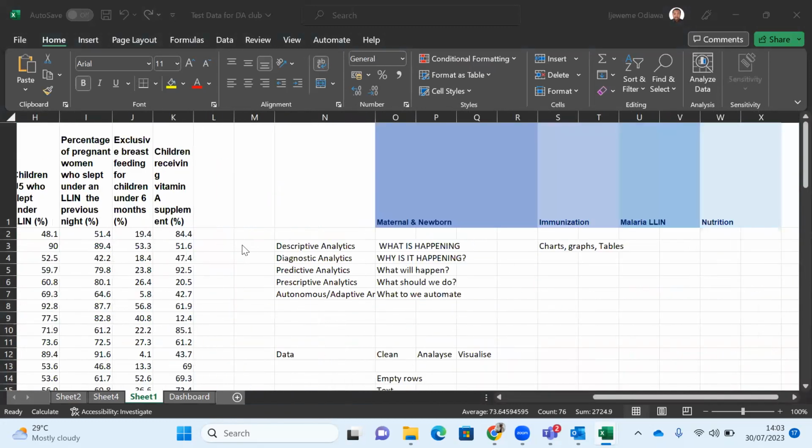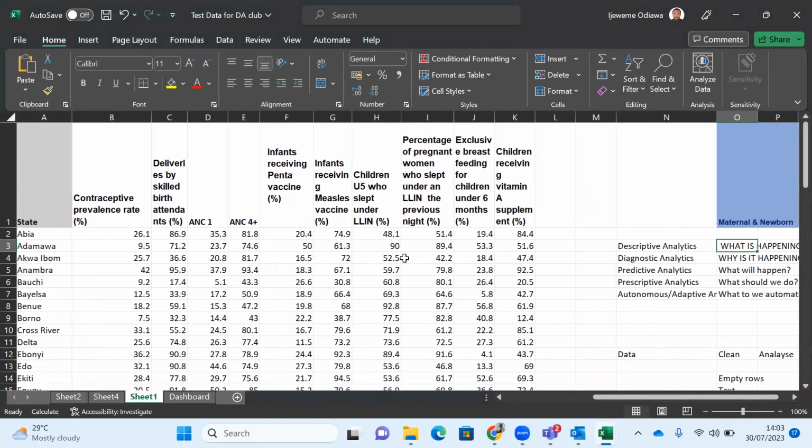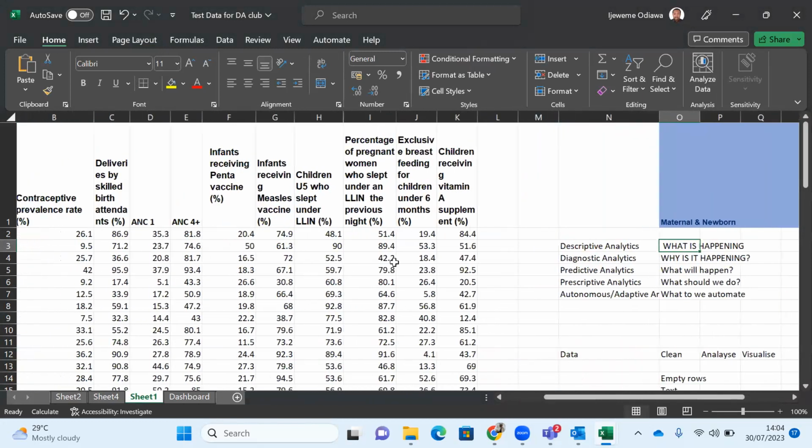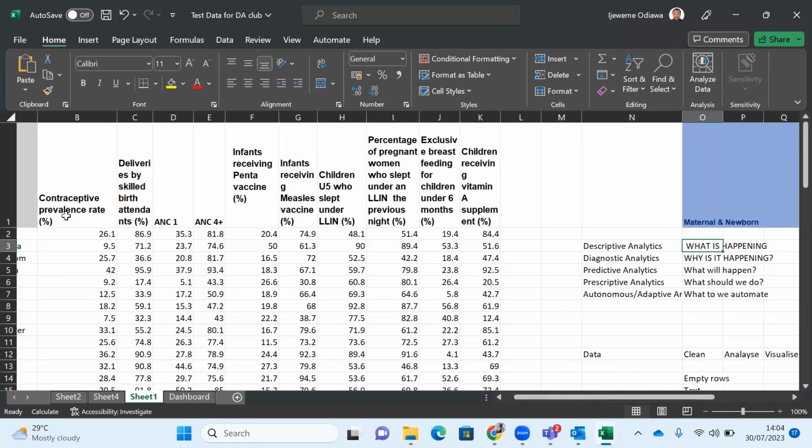We've done some descriptive analytics, right? We have our charts, so we can see what is happening in your states. We've seen what is happening in Abia State, in Kwara, in Edo, in Lagos. But the question is, why is it happening? Every policymaker is worried about why this is happening. Now that we've seen what is happening in your state, what are the reasons?